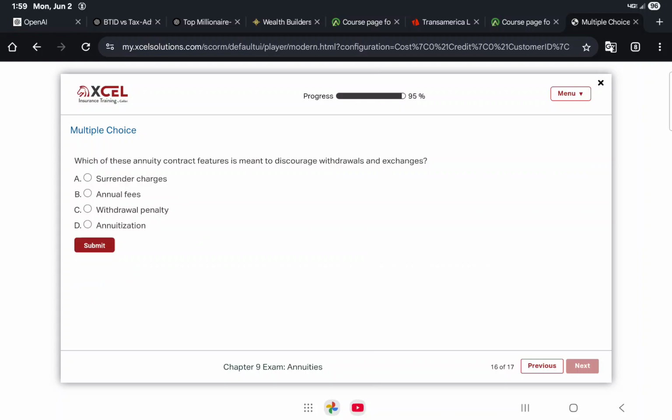Which of these annuity contract features is meant to discourage withdrawals and exchanges? I think this was another one that I got wrong. And I'm about to get it wrong again. Surrender charges? I think I put surrender charges last time. I don't even know.